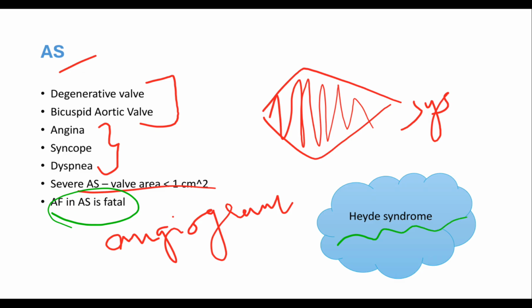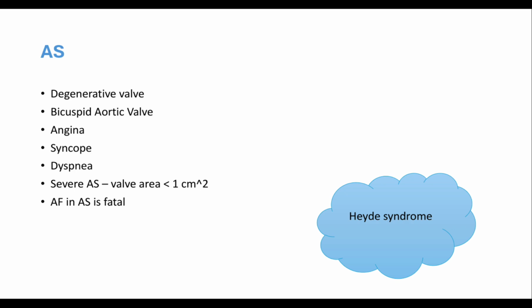Another syndromic association of aortic stenosis is called Heyde syndrome, wherein aortic stenosis occurs with angiodysplasia. So the patient may present actually with GI bleed, and then you may suspect this rare association, and then maybe find the patient to have aortic stenosis.